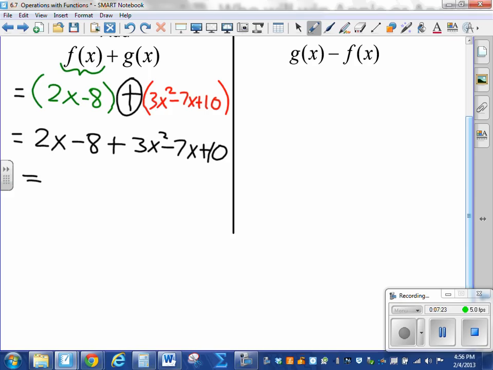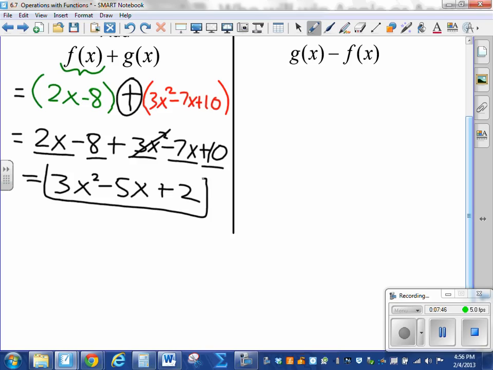Now you're going to look at like terms. We got 3x squared, no other x squared. So you just write 3x squared down, cross it off so you don't confuse it again. Next one up, as far as degrees go, linear terms, a negative 7x and a positive 2x. You're going to combine those, get a negative 5x, negative 8, positive 10. So we're going to get a plus 2. All right. No other like terms. That is your new function.